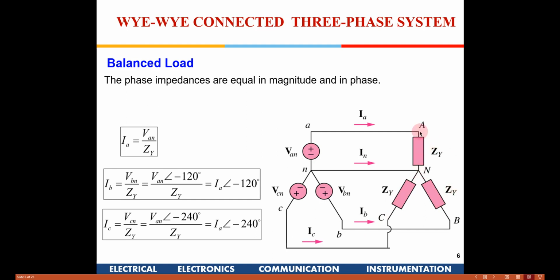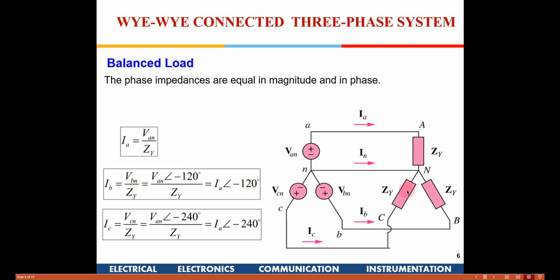So the voltage across this will be the same phase voltage. If I have to find the current, it will be phase voltage divided by the impedance, so IA is VAN divided by ZY. Now the current in this arm will be VBN by ZY. And what is VBN? VBN is VAN lagging by 120 degrees, because all three voltages are equal. So with this you can see that IB is IA at angle minus 120.